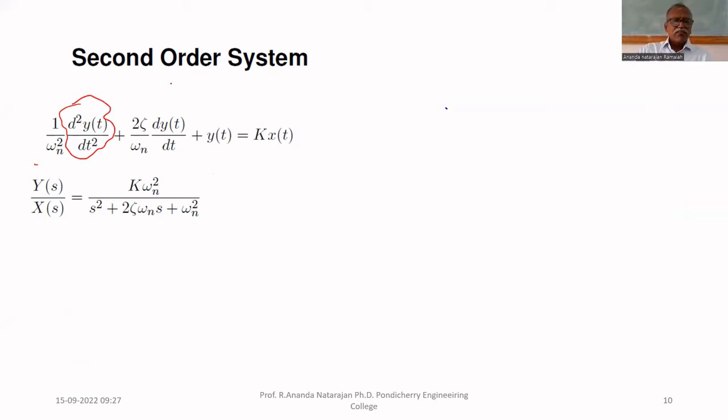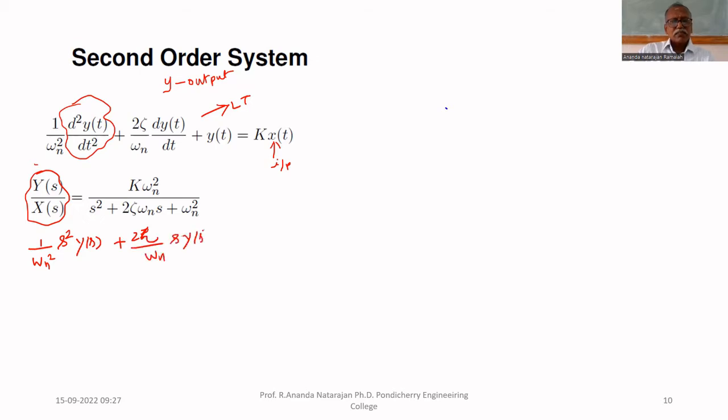d square y by dt square, where y of t is the output, and x is the input. If we take Laplace transform, assuming zero initial conditions, then we will get y of s upon x of s. So how will you get 1 upon omega n square s square y of s plus 2 zeta omega n s y of s, again with zero initial conditions, equal to k x of s.